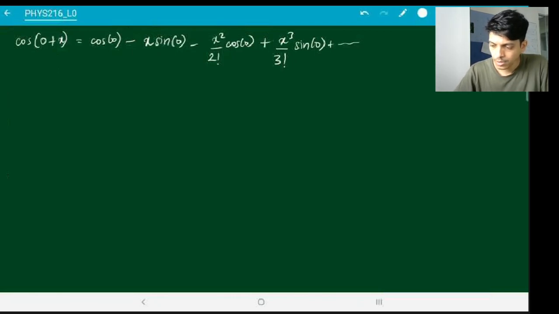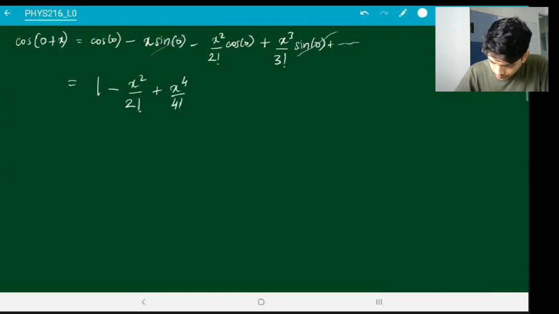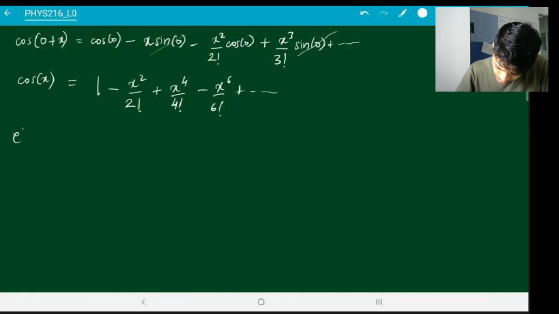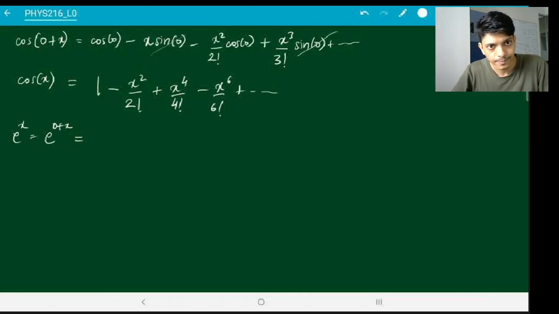and so on. So you will get cosine of 0 being 1, sine of 0 is 0, don't care, cosine 0 is 1. So you will get something like 1 minus x squared by 2 factorial, and then if you take some other terms, you will get plus x to the 4 by 4 factorial minus x to the 6 by 6 factorial, and so on. So this is the Taylor series expansion for cosine x. Similarly, you can check what is e to the power x. So e to the power x is going to be e to the power 0 plus x. You know e to the power 0 is 1.